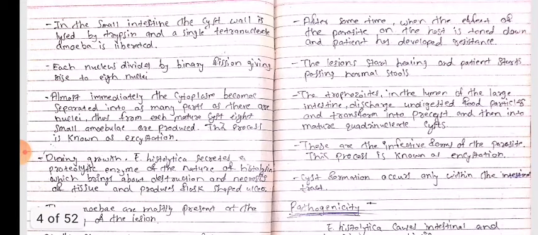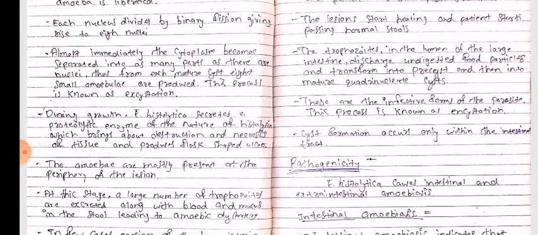In the small intestine, the cyst wall is lysed by the trypsin and the single tetranucleate amoeba is liberated. Each nucleus divides by binary fission, giving rise to 8 nuclei. Almost immediately, the cytoplasm becomes separated into as many parts as there are nuclei. Thus, from each mature cyst, 8 small amoebae are produced. This process is known as excystation.